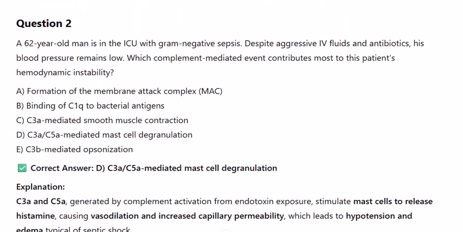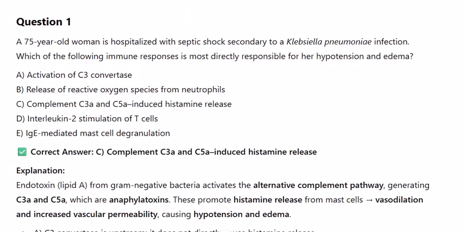Style questions focused on endotoxin-induced complement activation and its downstream effects like histamine release, hypotension, and edema, with explanations for the correct and incorrect options.